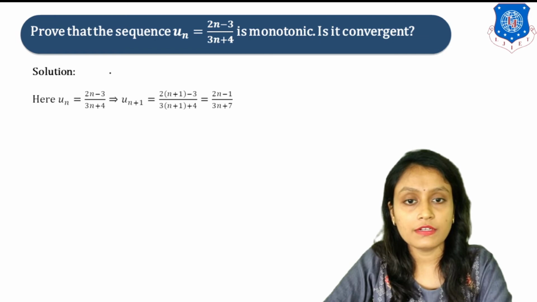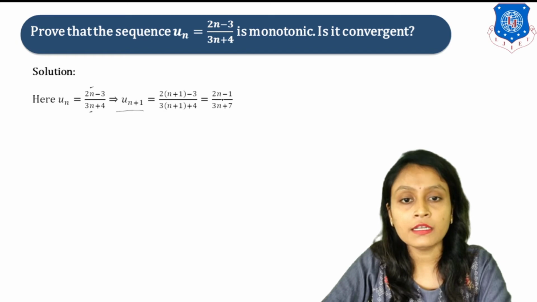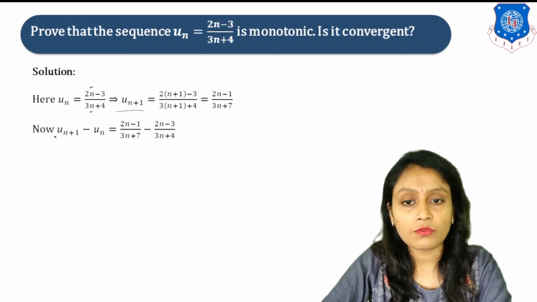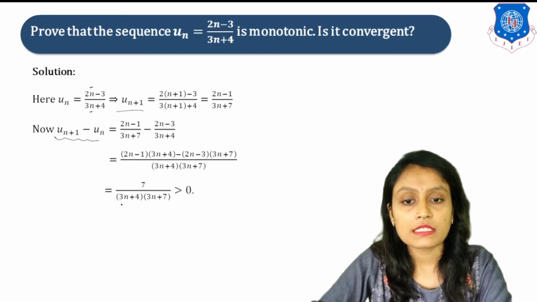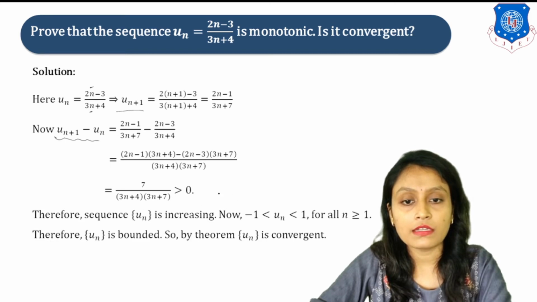Okay, so here u_n is given, that is (2n minus 3) upon (3n plus 4). So firstly, we will find u_{n+1}. So in place of n, we have to write n plus 1 and simplify. So you will get (2n minus 1) upon (3n plus 7). Okay, now to check monotonic, what we have to do? u_{n+1} minus u_n. Substitute both the answers, cross multiply, simplify, so you will get 7 upon (3n plus 4) into (3n plus 7), which is greater than 0. Here what we have, u_{n+1} minus u_n is greater than 0. Therefore this u_{n+1} is greater than u_n.